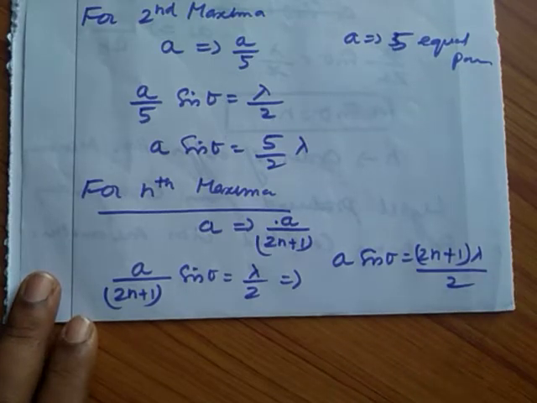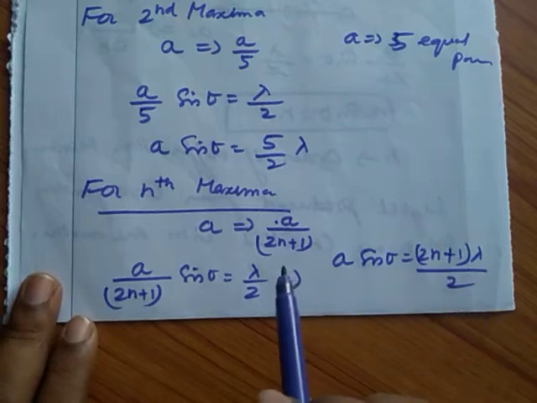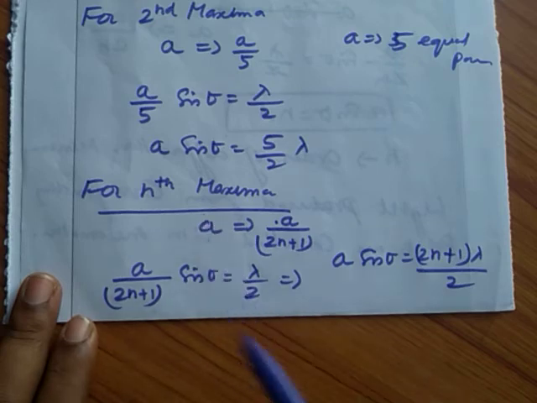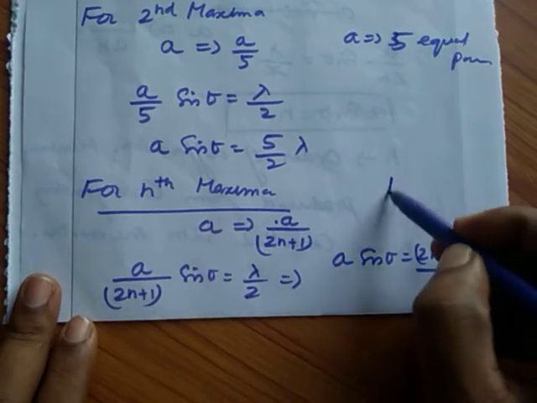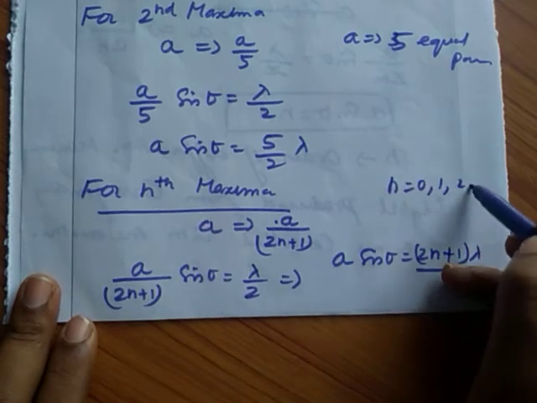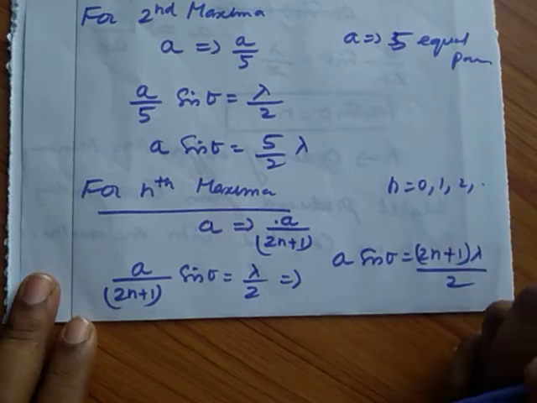Here n is the order of diffraction for constructive interference, that means maxima. Here n is equal to 0, 1, 2, and so on.